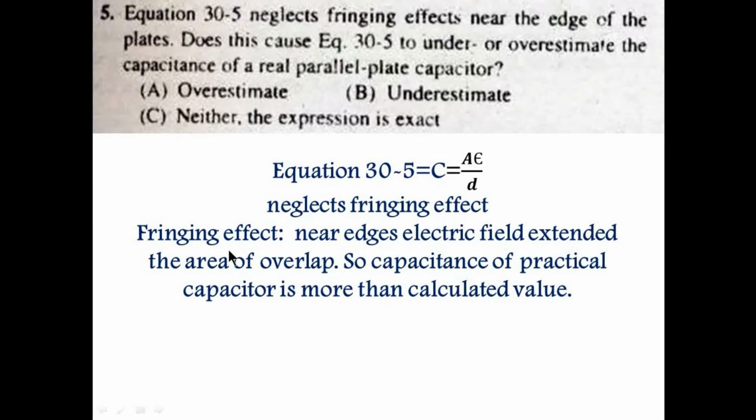Fringing effect means that near the edges the electric field extends beyond the area of the overlap, so that the capacitance of the practical capacitor is much greater than the calculated value. So here we are actually underestimating the value of capacitance through this equation. So option B is the correct option.